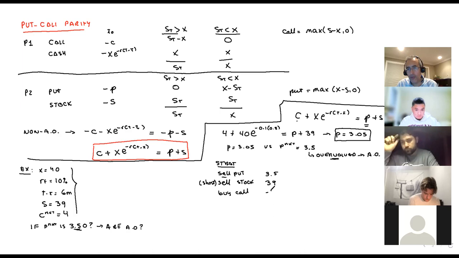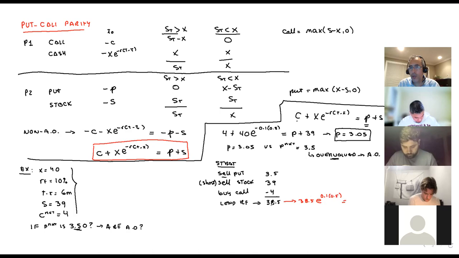So what is left? 38.5. What I do with this 38.5? I basically lend it at the risk-free rate. When I say lend at the risk-free rate, guys, it basically means just deposit this in the bank account. Now, what is interesting is that I need to know, in the future, what is the value of this 38.5? This is going to be 38.5 times e to the 0.1 times 0.5, correct? This is the future value of 38.5. Can you help me with this, guys? What is this number?